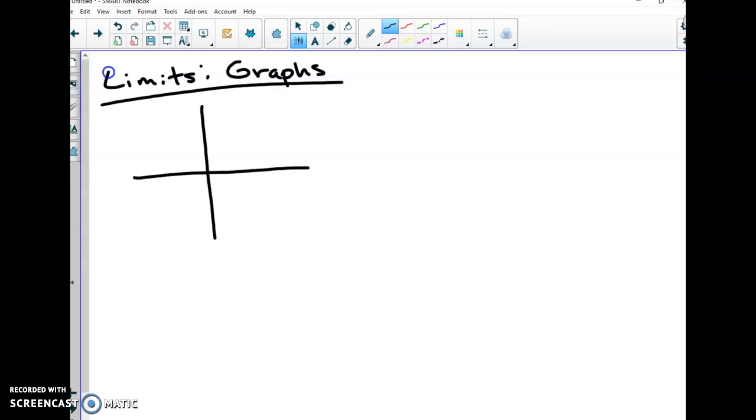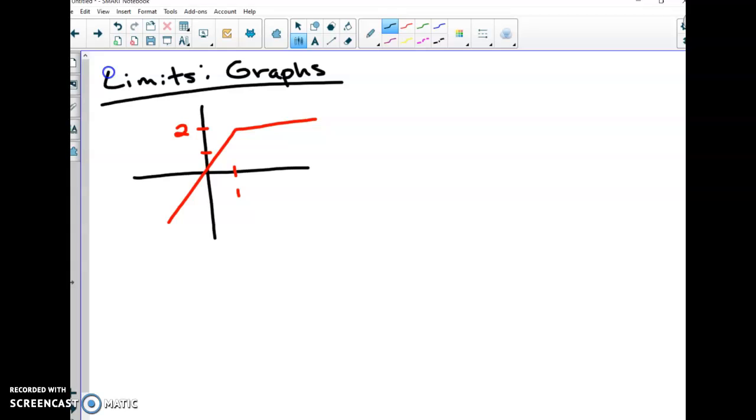So, for instance, let's say that my graph looks like this. Like I said, it doesn't need to be precise. For right now, just looking at those examples. So actually, from the graph, we're looking at limits. So remember, a limit is where your graph is going to, what y value, right?